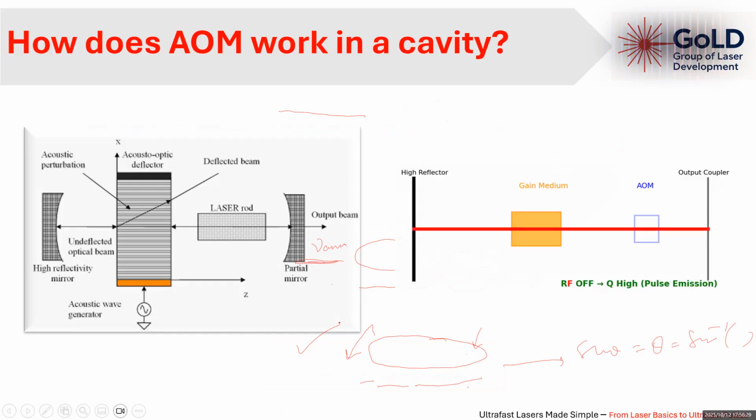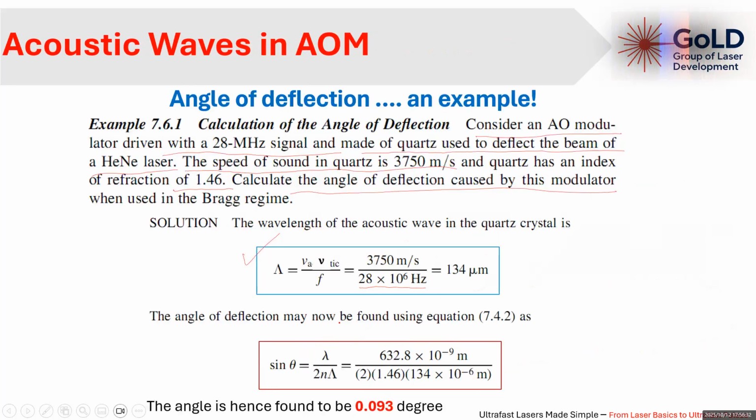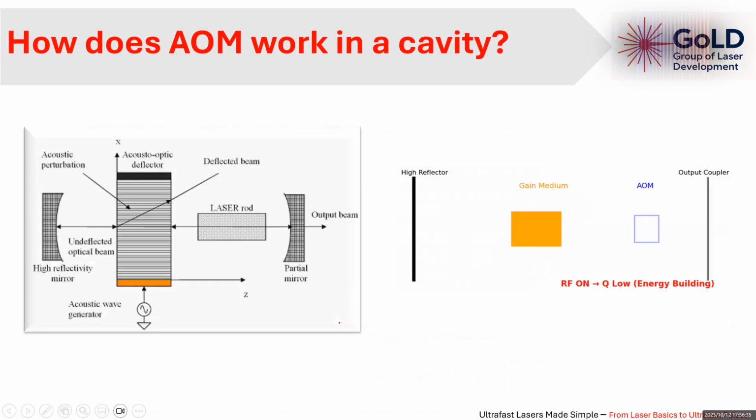Okay, so what you have here now, this is if this Q switch, this kind of Q switch, AOM, acousto-optic modulator, is inside the cavity. On the right side, it shows how it works when it is off and on, and on the left side it shows the scheme when the light is there and your acousto-optic modulator or deflector is there, how it works.